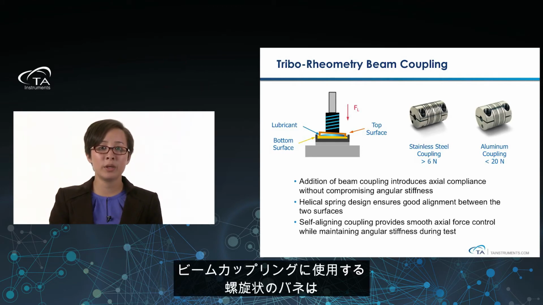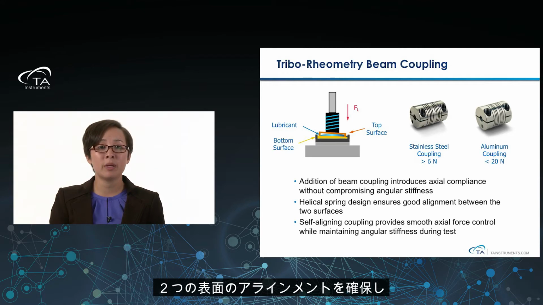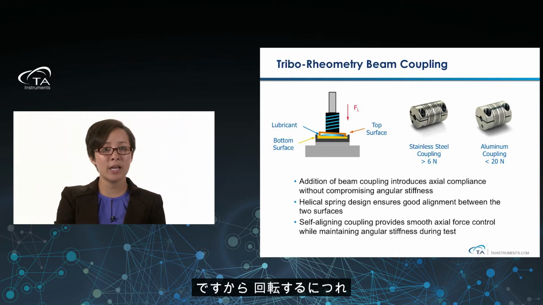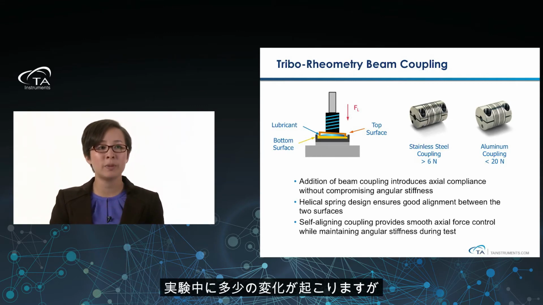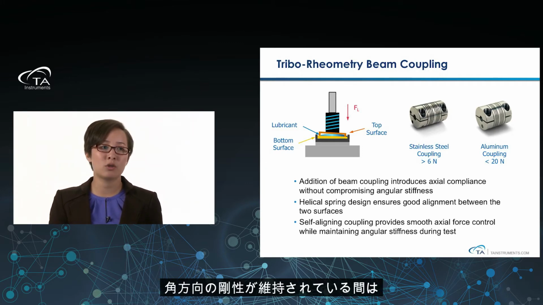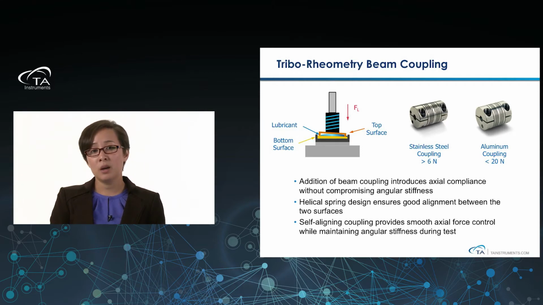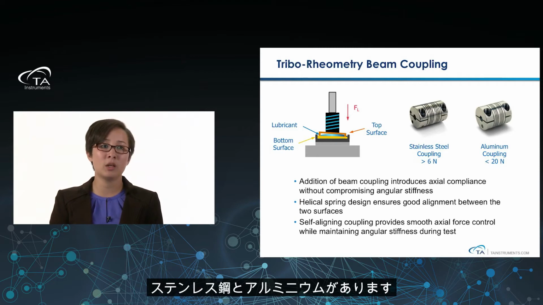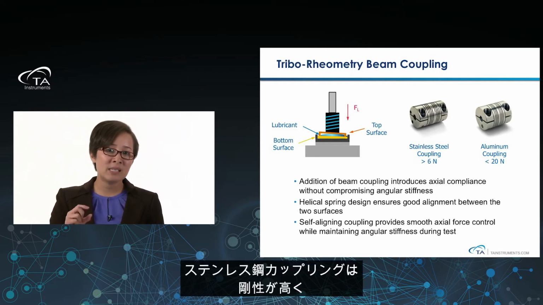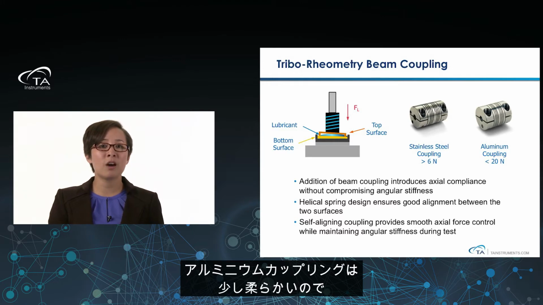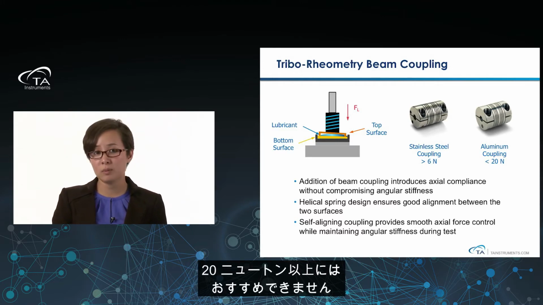So the helical spring that we use in our beam coupling ensures this good alignment between the two surfaces. And it's also a self-aligning coupling. So as we're rotating and as things are changing a little bit throughout our experiment, the coupling will self-align and it will provide that smooth axial force control while maintaining the angular stiffness. Some things to know, as I mentioned, we do offer two. It comes in the kit. We have the stainless steel coupling and the aluminum coupling. The stainless steel coupling, since it is stiffer, we recommend using for load forces greater than 6 newtons. But since the aluminum coupling is a little bit softer, we recommend nothing greater than 20 newtons.